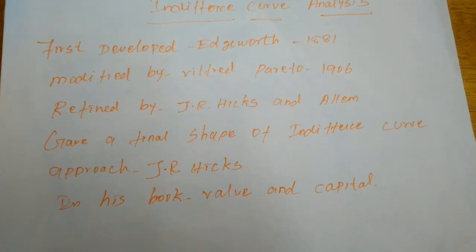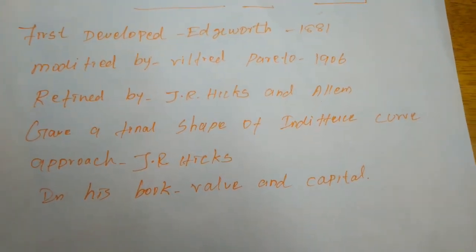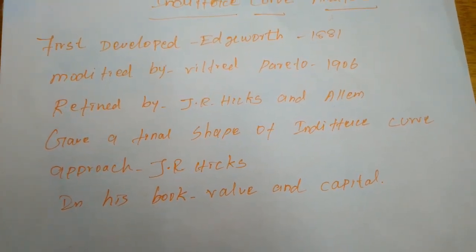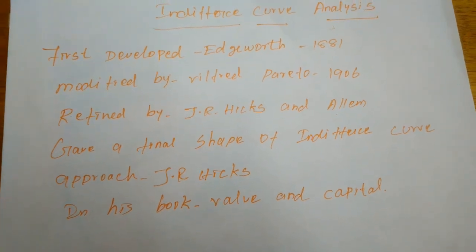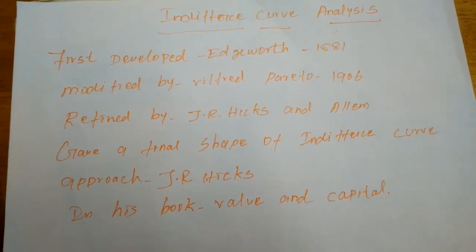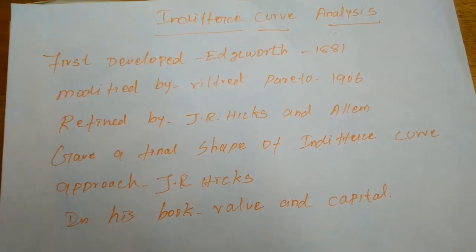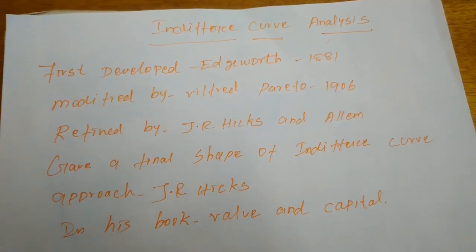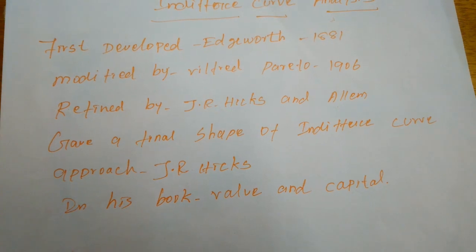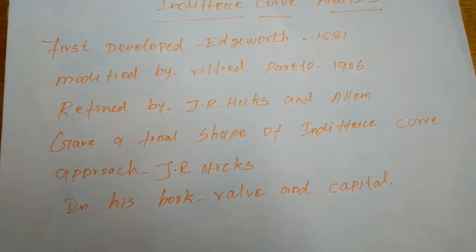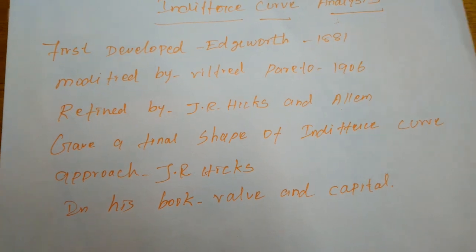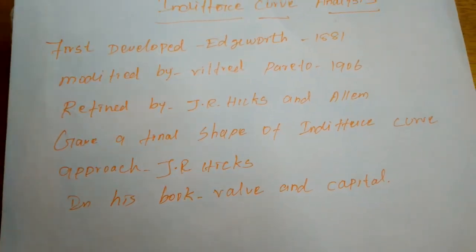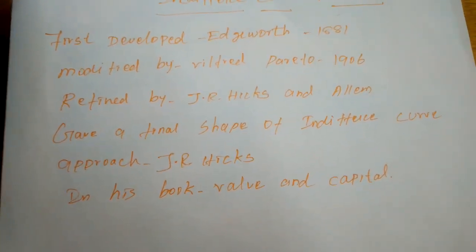We have studied the meaning of the cardinal utility approach. The utility is measured unit-wise, as 1, 2 and 3. The units of utility a person enjoys when consuming a commodity are measured by numbers, and that is called the cardinal utility approach. But Edgeworth and Wilfred Pareto criticized it: utility can never be measured by cardinal units.